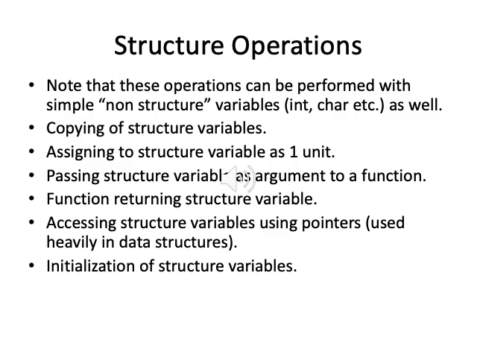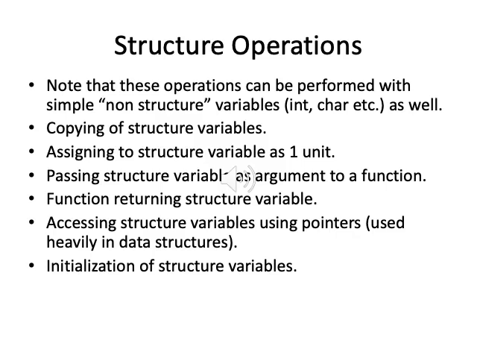The third structure operation is passing a structure variable as an argument to a function. If you recall from the earlier lectures, if you have a function performing, let's say, addition of two integers, the arguments are two integer variable values. In a similar way, we can also pass a structure variable as an argument to a function. Next is a function returning a structure variable. Just like a function can return a regular variable or the value of an expression, a function can also return a structure variable.